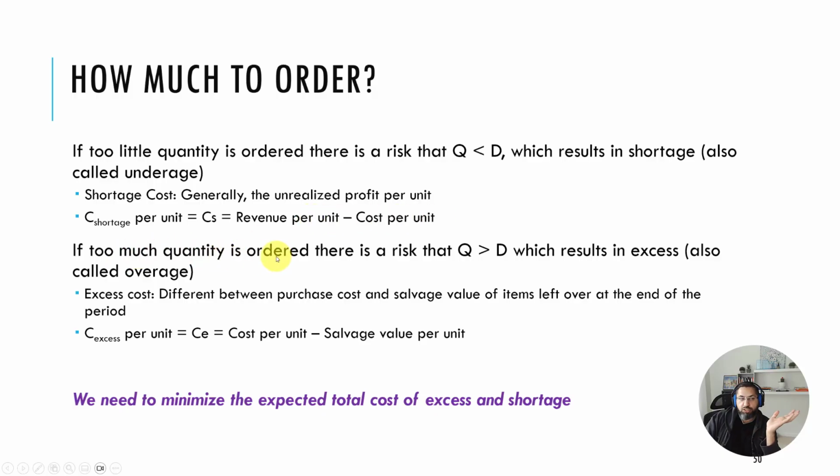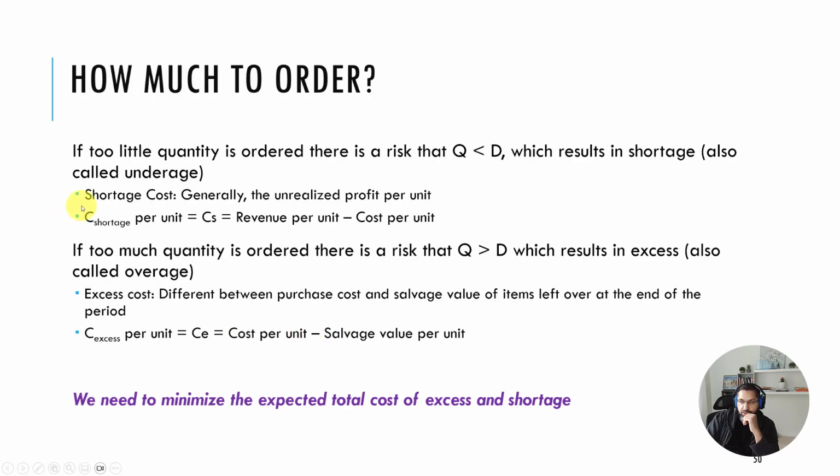If too much quantity is ordered, you're going to have leftover quantity. And then the cost of excess per unit will be the cost per unit that you pay to the supplier to acquire the unit minus the salvage value. The salvage value can be zero if there's nothing you can do after the season with it and you just have to trash it. And then sometimes you can sell them at a deep discount, so there's some salvage value.